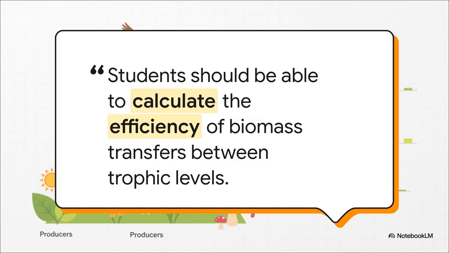And a final pro tip for the exam. They love, and I mean they love, asking you to calculate the efficiency of biomass transfer. It's a classic question. All you have to do is take the biomass of the higher level, divided by the biomass of the lower level, and then just multiply by 100 to get a percentage. You should definitely practice that.